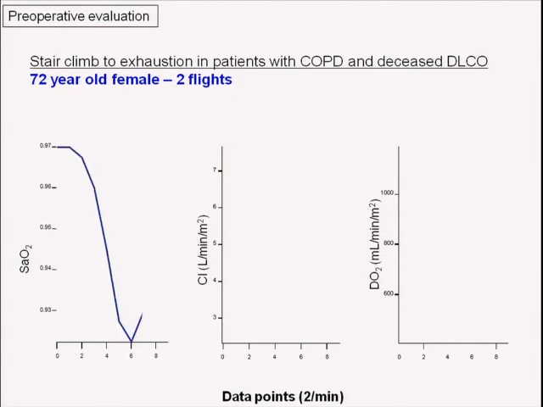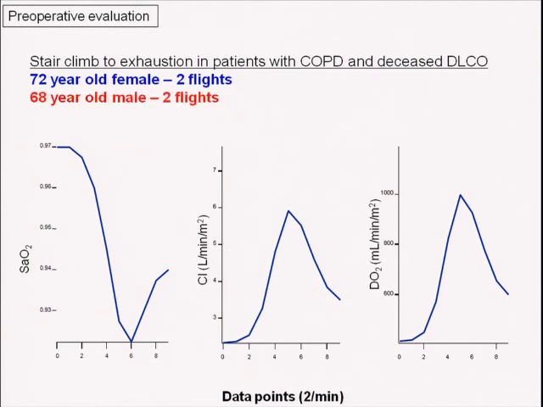And this, for example, is a lady with obstructive disease and a decreased diffusing capacity preoperatively. She starts with an oxygen saturation of 97%. She walks up 2 flights of stairs, says she can't go any further, and her oxygen saturation falls to about 92. We look at what happens simultaneously to her cardiac index, it rises, and if we integrate the hemoglobin, the saturation, and the flow together, we come up with an oxygen delivery.